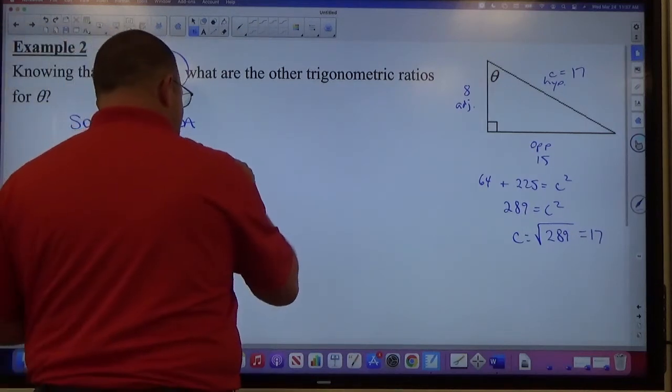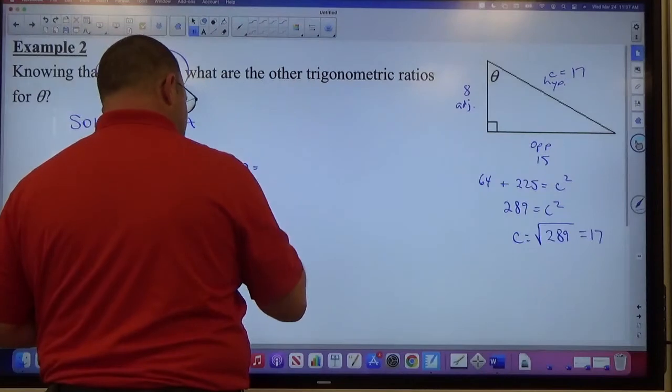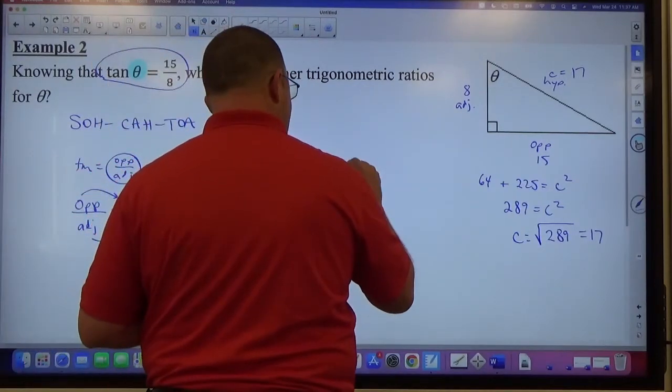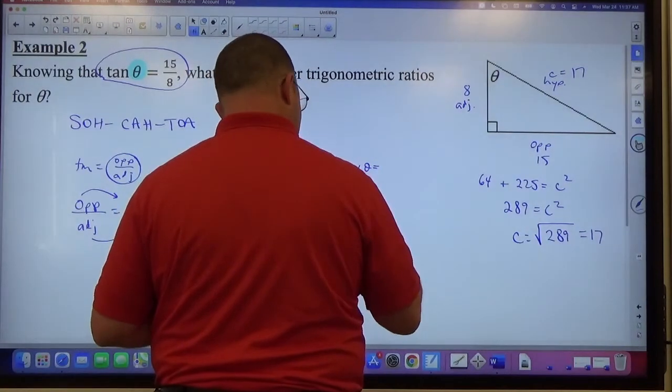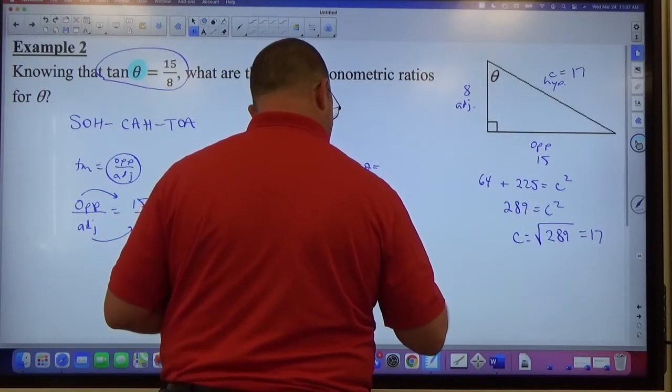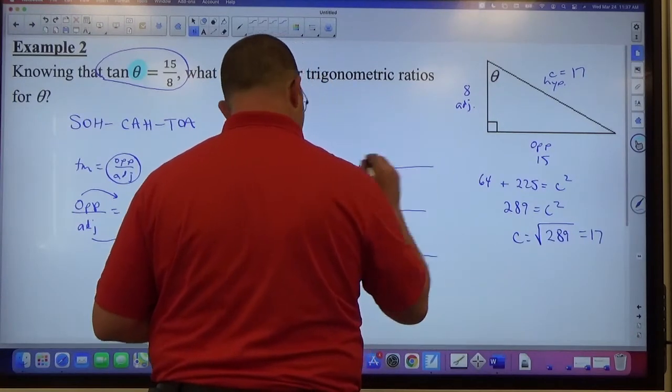So, sine of theta equals something. Cosine of theta equals something. We already know tangent of theta. Cosecant of theta equals something. Secant of theta equals something. Cotangent of theta equals something. Each of them being a fraction.